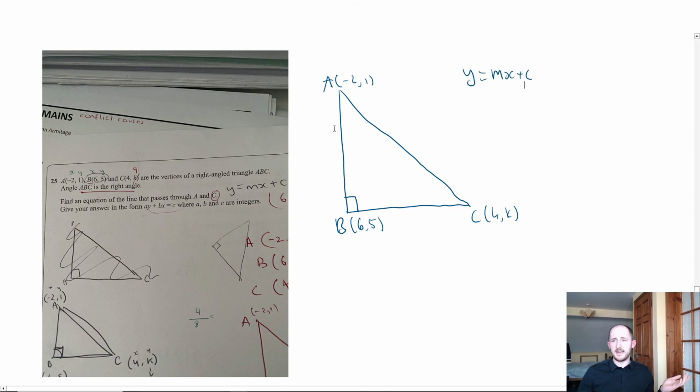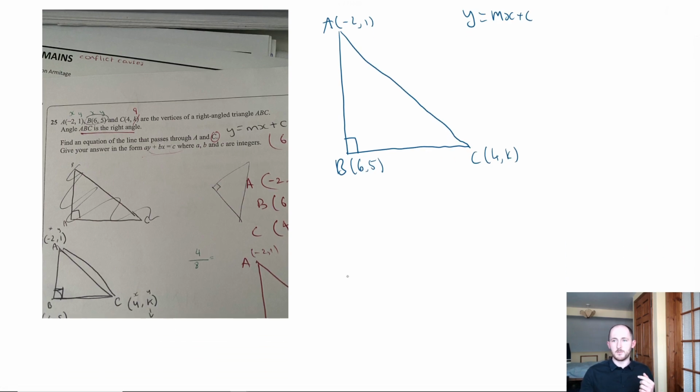I need to work out the gradient, right? The problem is I don't know what k is. So I'm actually a bit stuck now. So all you need to do is use the fact that AB and BC are perpendicular. What does that mean? It means their gradients should be the negative reciprocal of each other, okay? So in other words, the gradient of AB is equal to minus 1 over the gradient of BC. Okay?